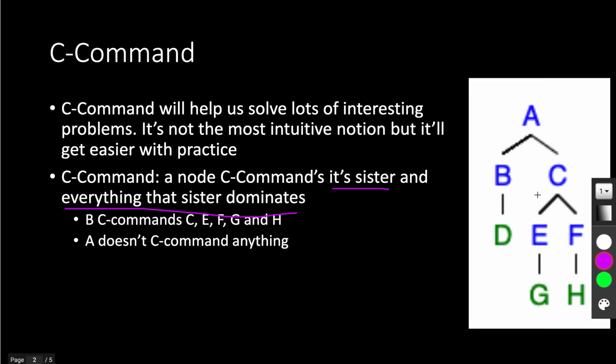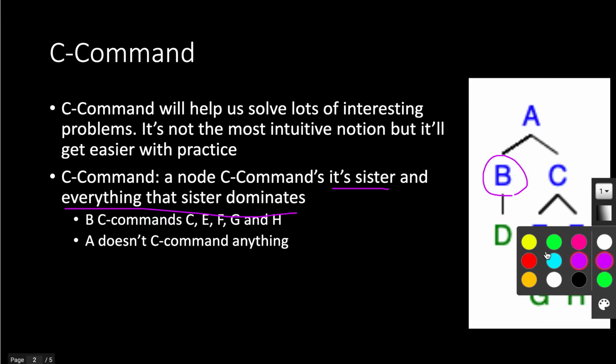So we might ask, what does B C command? This node right here, B. The first thing we have to do is look for B's sister, and if we remember the previous video, a node's sister is any node it shares a mother with, that is a node that dominates it and its sister without any intervening nodes. So we can see that the sister of B is going to be C. C is B's sister. So B C commands its sister, C, and everything that sister dominates.